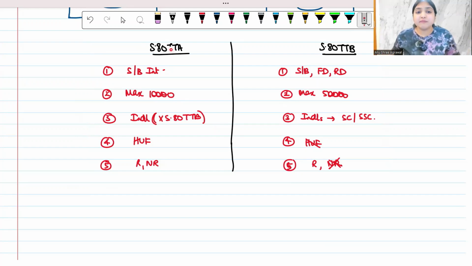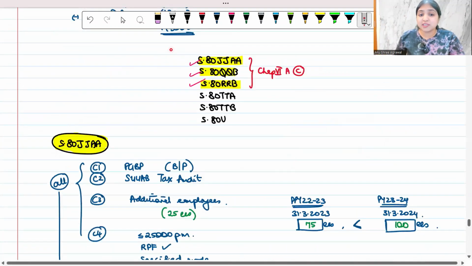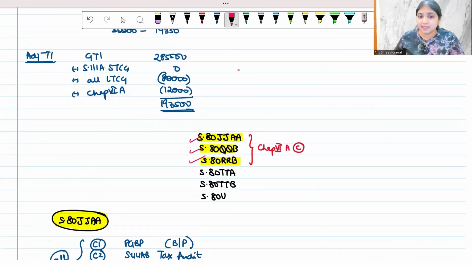The reason is when we do this differentiation, when we do this comparison, we start thinking in ways in which we would not have thought about earlier. And whatever is a possible confusion, we're eliminating it right away, even before we start working out questions. So when we work out questions, you have a very good clarity about the sections and there is absolutely no confusion left. So these were your two sections, 80TTA and 80TTB.